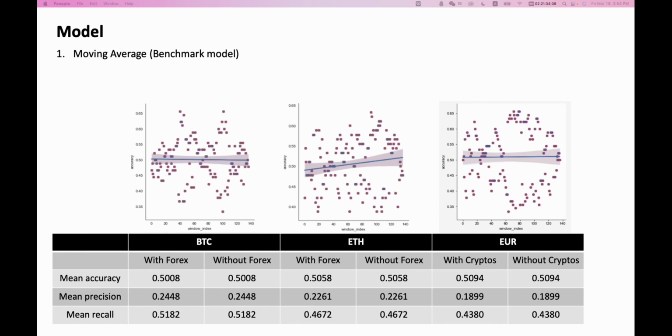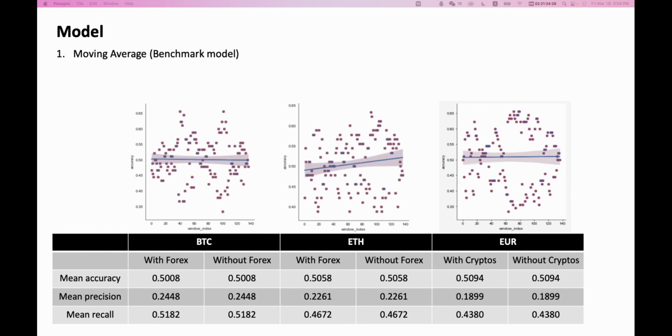The first one is a benchmark model. It is a moving average model. The model always picks the last label of the training sample as a prediction. For example, in a time window, if the last label of BTC price change is 1, the model will predict everything later of BTC price change as 1.